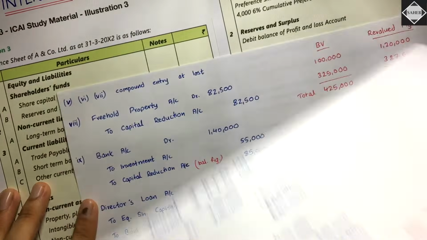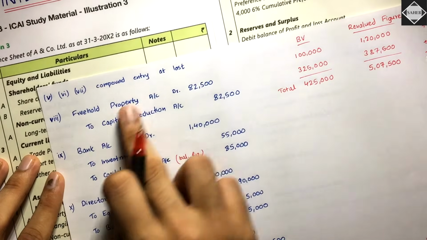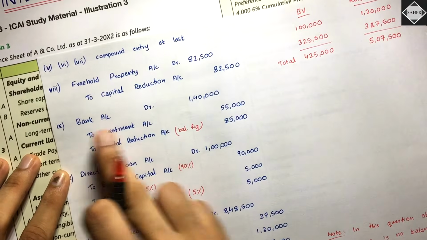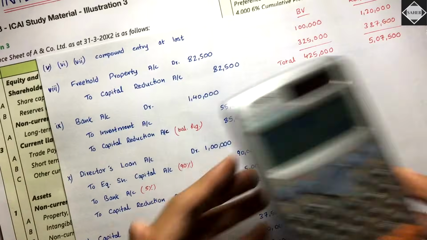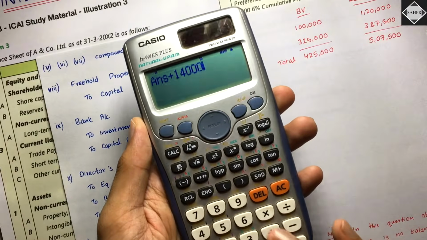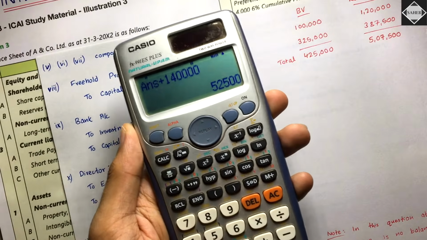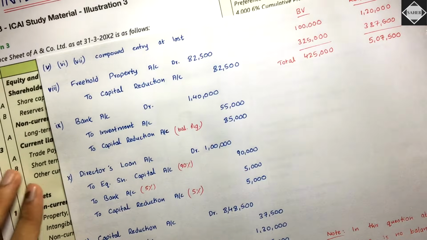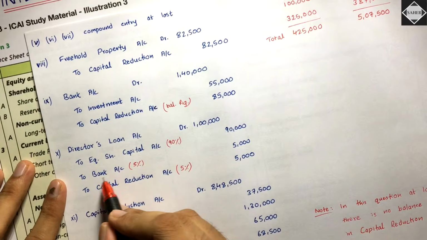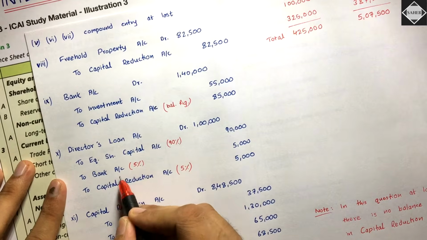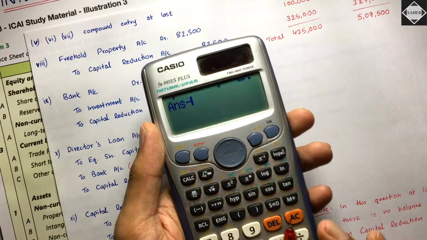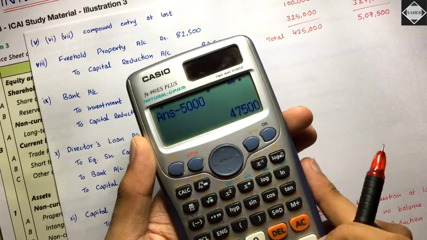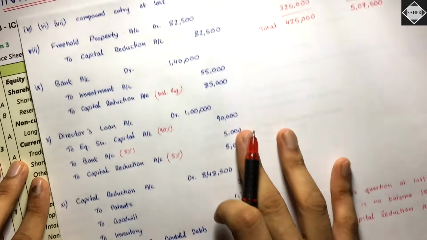Let's see in the following entries what's happening. Then here bank, no. And then in entry 9, we have received money of how much? 1,40,000 by selling the investments, right? So plus 1,40,000, that's equal to 52,500. And then we had to make payment to the directors for the loan, right? 5%, that was 5,000. So minus 5,000. Okay, so that's 47,500.